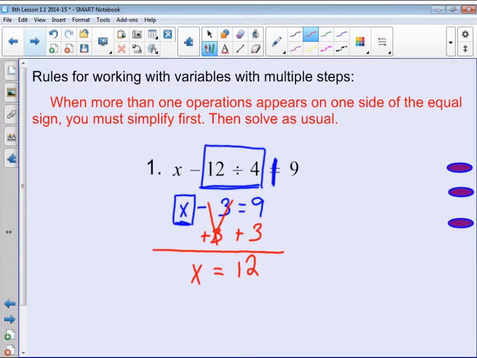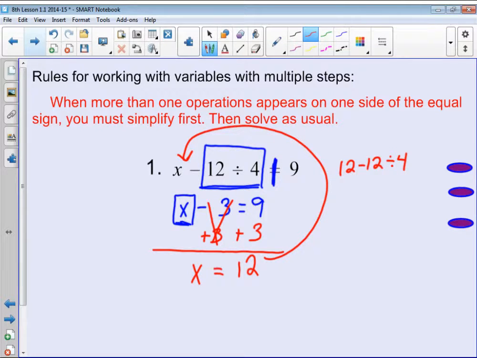Now, because this is kind of a new step, I'm going to go ahead and just double check myself. So I'm going to shoot this 12 in where my X was. If I rewrite this equation, I now have 12 minus 12 divided by 4. And when I do that, I should get 9. So I have to follow order of operations, PEMDAS. Please excuse my dear Aunt Sally. I don't have any parentheses. I don't have any exponents. My dear is multiplying and dividing.